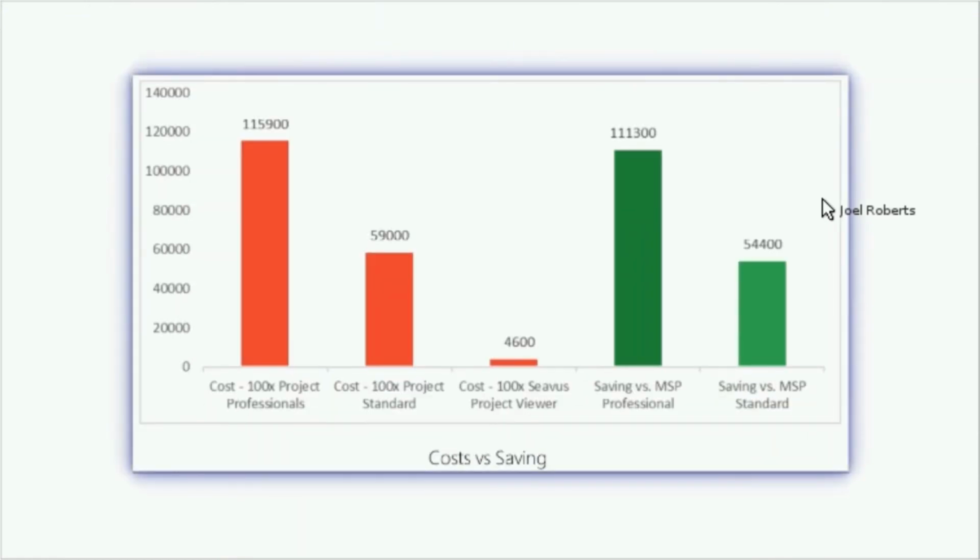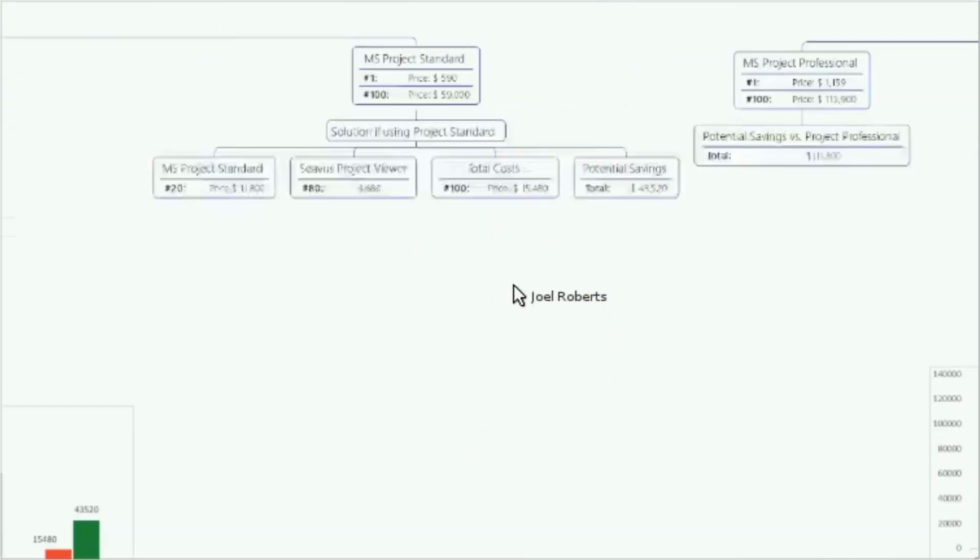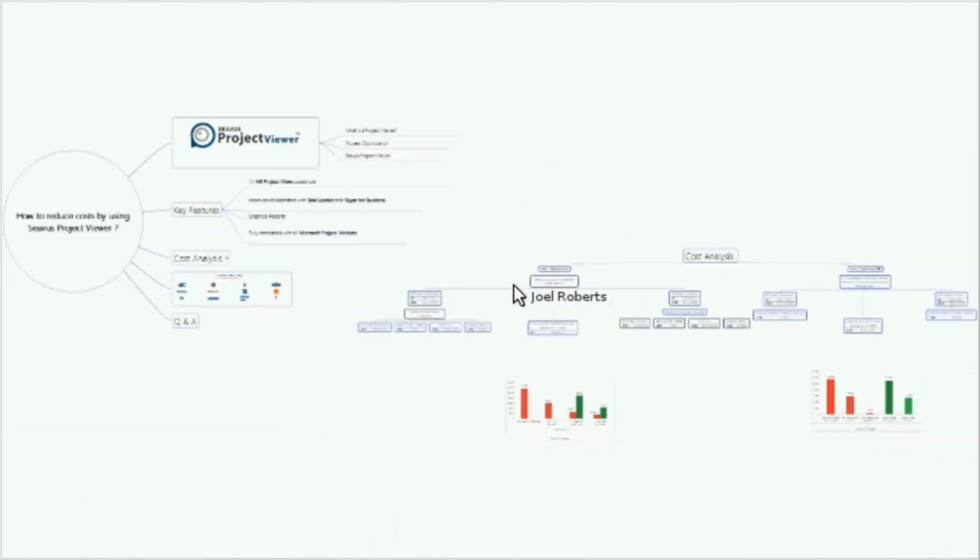Here is just a little graphical report of how everything looks price-wise. So this is the cost for 100 Project Professional users. This is the cost for 100 Project Standard users. And this is the only amount that you will need to pay for 100 users of Seavus Project Viewer. So I'm sure that you can already notice how huge the price difference is. But like I already mentioned, there are a lot of other benefits that you would get by introducing Seavus Project Viewer to your own organization.